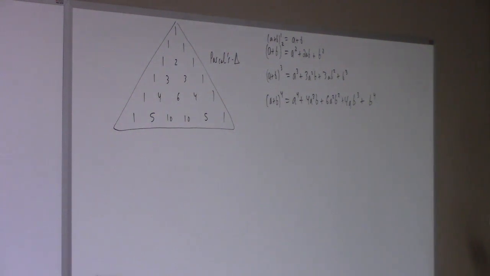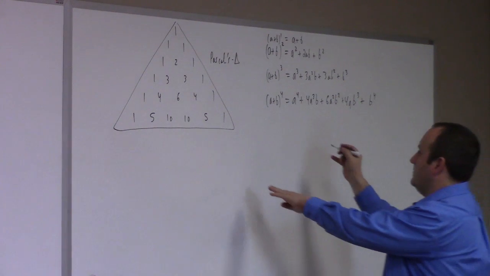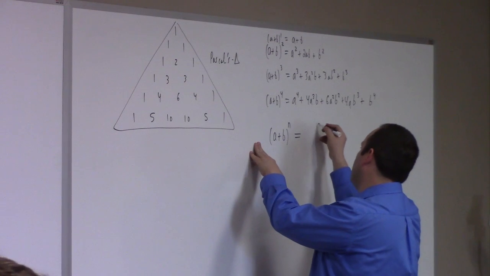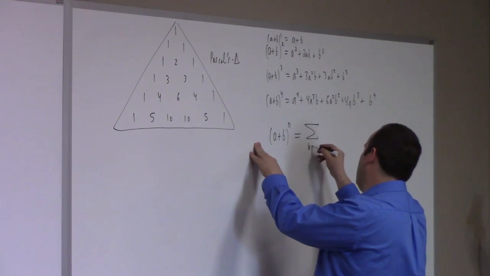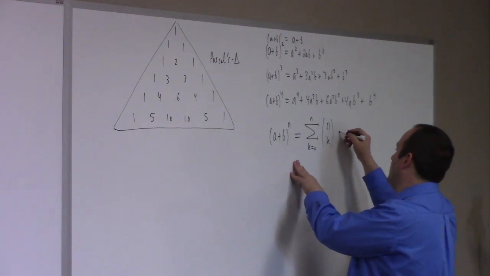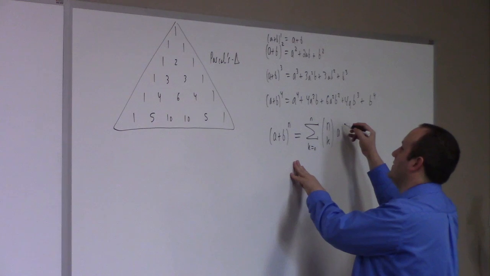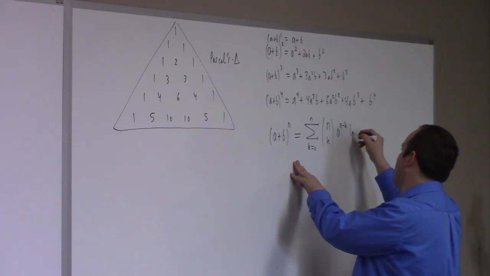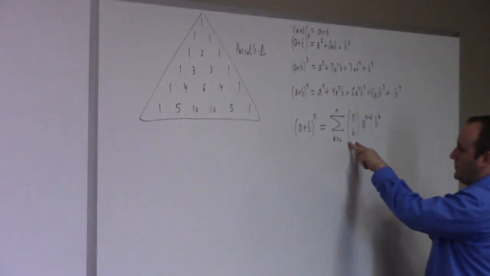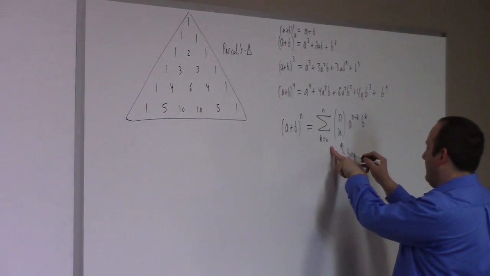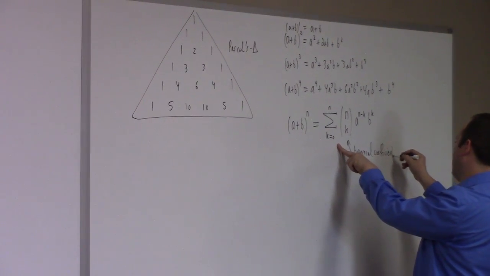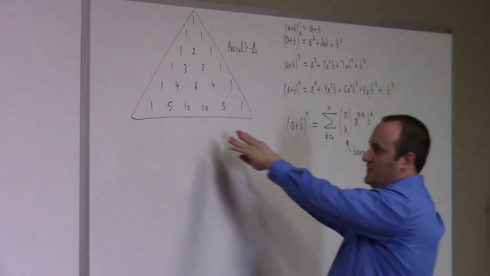What I'm writing right here, you can write sort of more generically: a plus b to the n power is equal to the sum, k equals 0 to n of what? n choose k, a to the power, how's it go? n minus k, b to the power k, right? And these binomial coefficients, you can also find where? These are the numbers in Pascal's triangle, right?